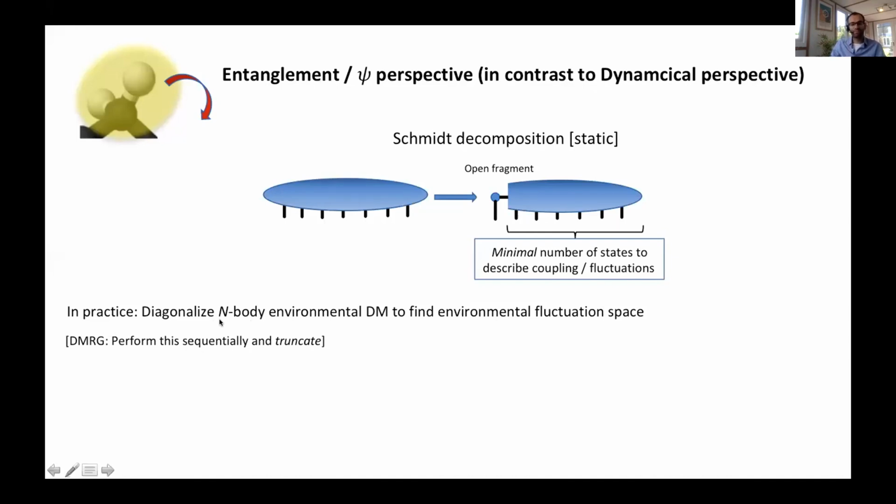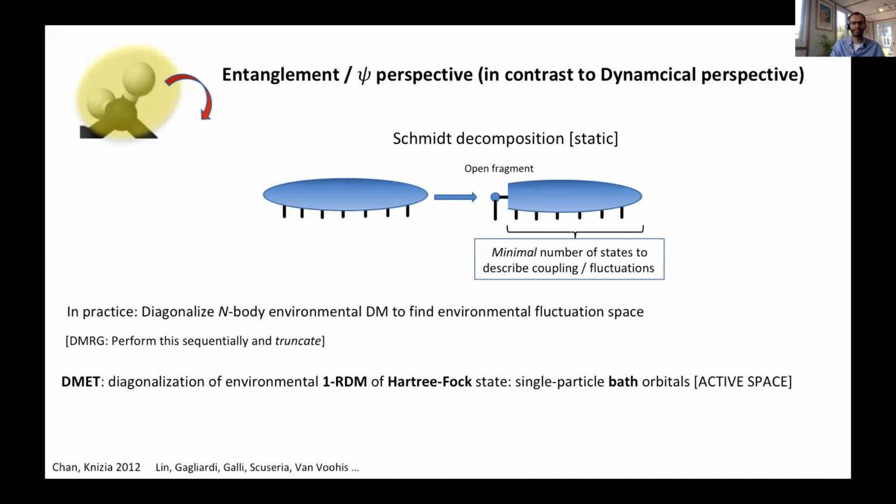It's an n-body density matrix in some sense that you diagonalize. I mean, you don't do this in practice, but this is conceptually a way you could do it. It's an n-body density matrix that you diagonalize, and so your states in the environment are many-body states.